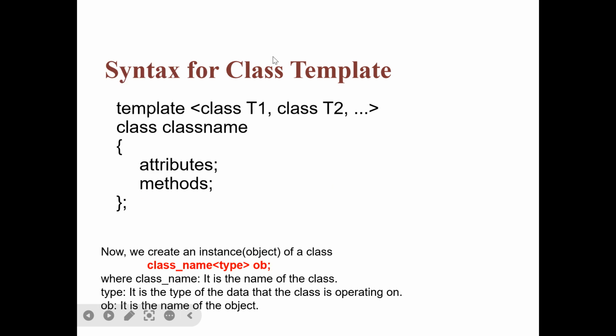See here. So this is the syntax for class template. So for each class we give the template name T1 and T2 like that, and the class name follows, and within the class we can have a number of attributes and methods. For object creation, we create an instance object of the class. So here we have to specify the class name followed by the type, what type of data we are going to pass using the object. Class name is the name of the class, and type is nothing but the type of the data that the class is operating on, and OB is nothing but the object, the name of the object.